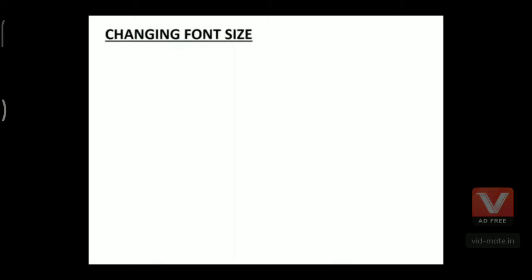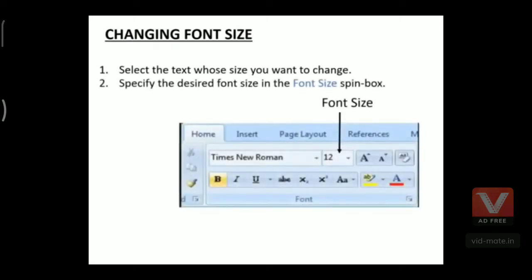Next is changing font size. The first step is to select the text whose size you want to change. The second step is to specify the desired font size in the font size spin box. From here we select the size and put the number of what size we want. Our text changes into that size only.